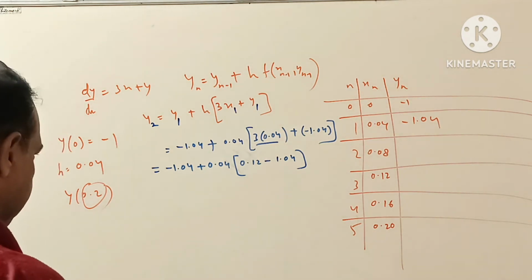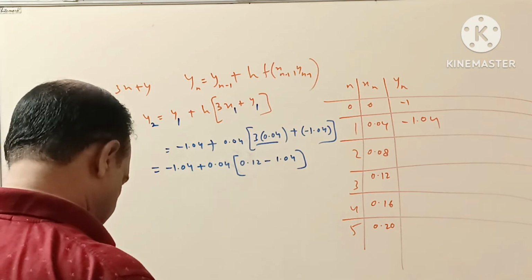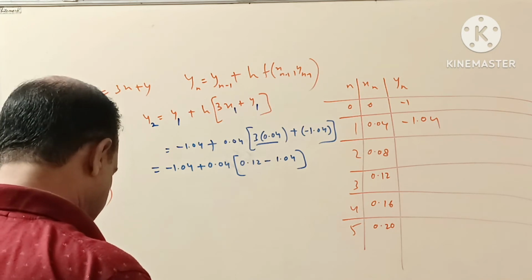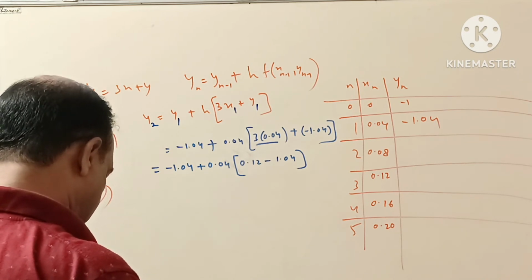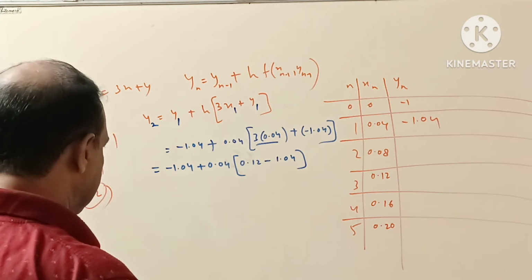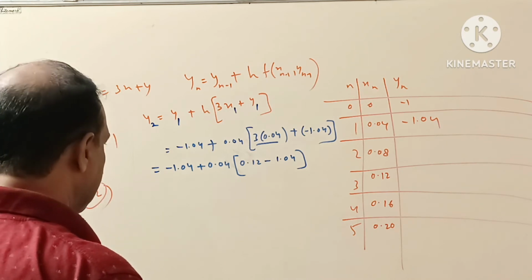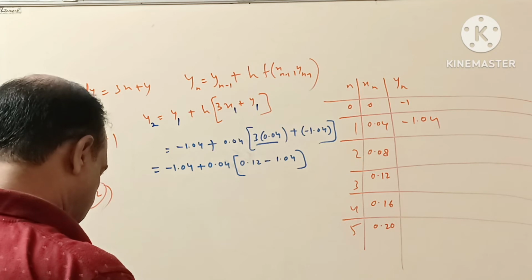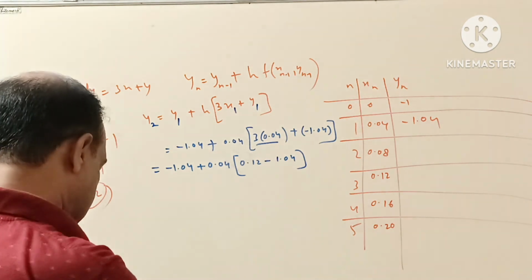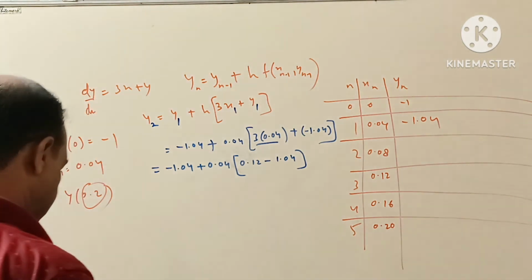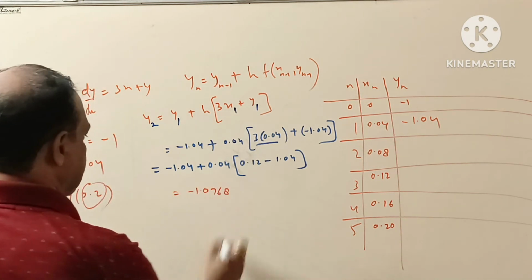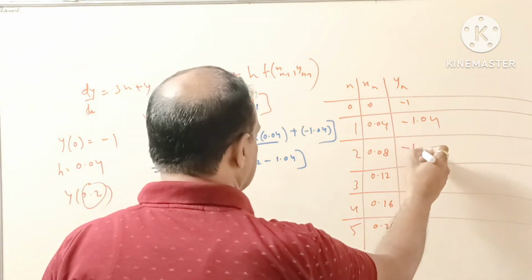Now if you go with this, you are having minus 1.04 plus 0.04 in the bracket, 0.12 minus 1.04, closing the bracket, and execute. After executing, what we are having here is minus 1.0768. This is the required value. This is minus 1.0768.